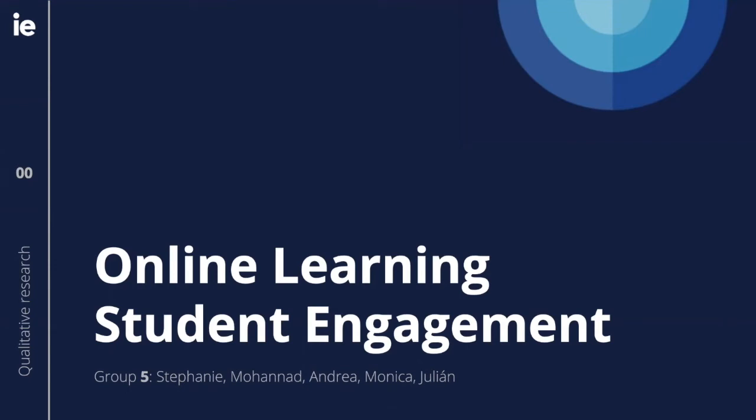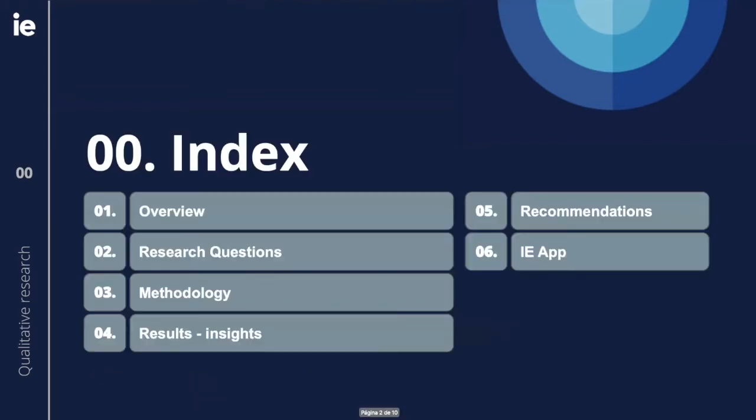Our qualitative research is about student engagement in online learning. The structure of our presentation goes as follows. We're going to start with the overview and move to research questions, and then talk a bit about the methodology and findings and recommendations of our research.